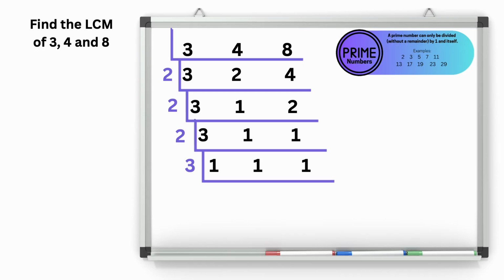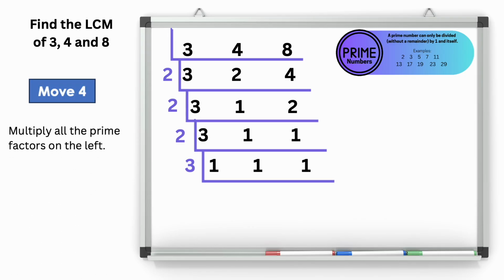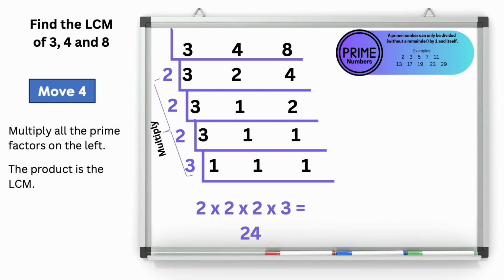Next, since all the numbers inside the ladder are 1, let's see what we have to do next. We're going to multiply all the prime factors on the left side of the ladder. 2 times 2 times 2 times 3 equals 24. The product that we get is our least common multiple.